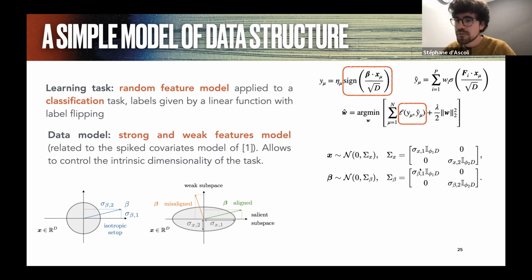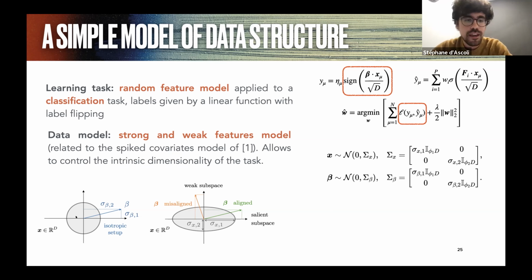And what's also interesting is to study how much of the task is contained in the salient subspace. Because our teacher function lives in the input space, and we can choose to put it either in the strong subspace, in which case the task is going to be easier because the data is going to give you more information on the teacher, or we can put it in the weak subspace, in which case the task is going to be harder, because you get less information on the teacher at each data sample. We're going to call these two setups the aligned setup and the misaligned setup.